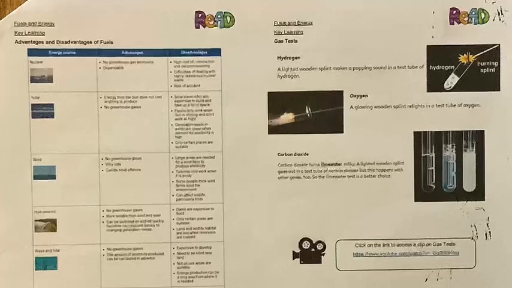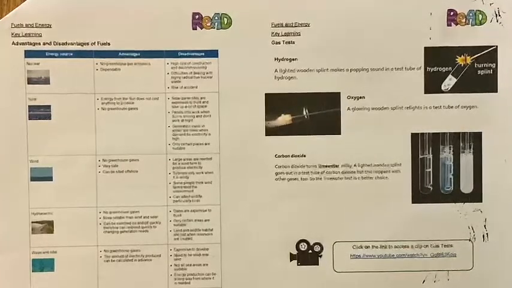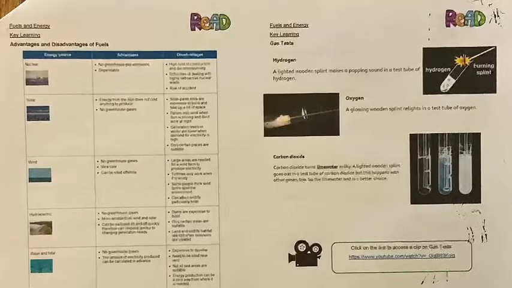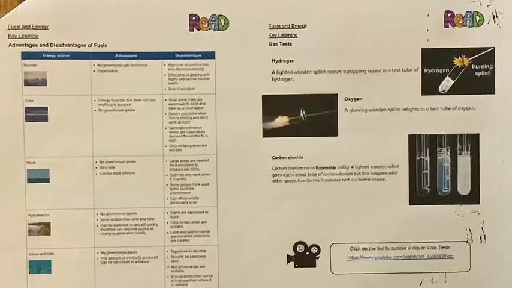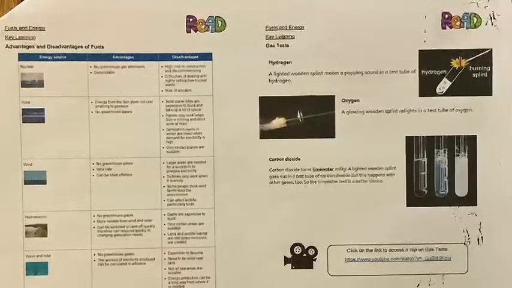We also need to be able to remember what's called the gas tests. There are 3 basic ones. The first one for hydrogen is that it will burn with a squeaky pop. The second one for oxygen. This will relight a glowing splint.